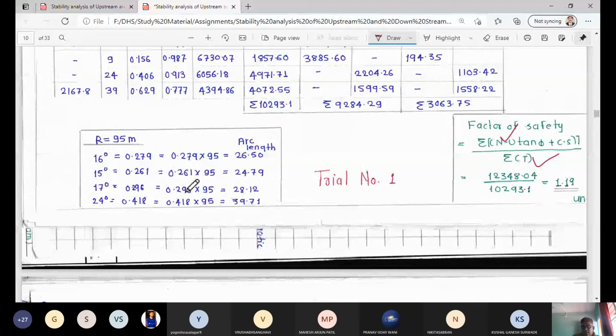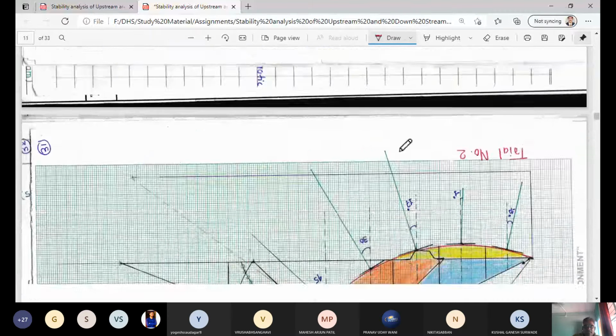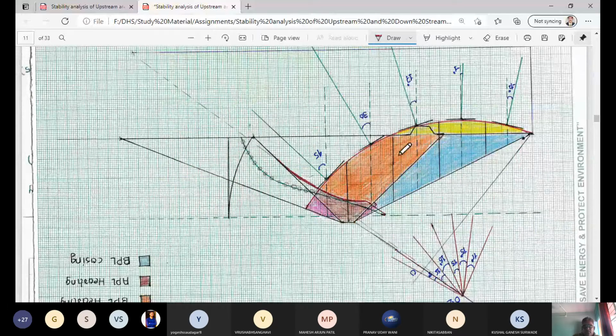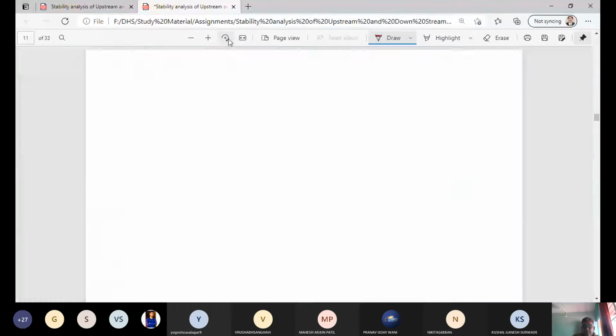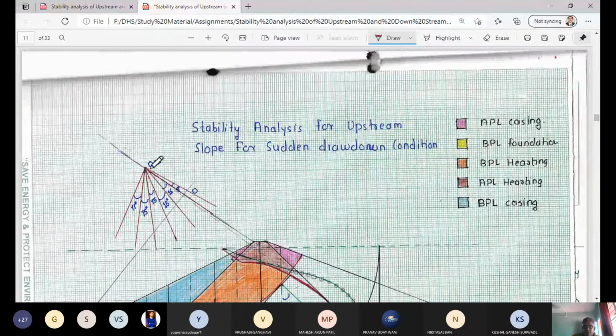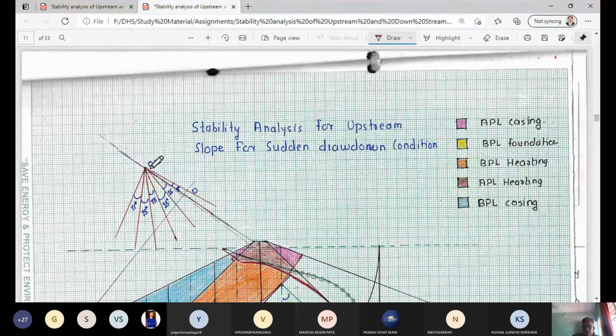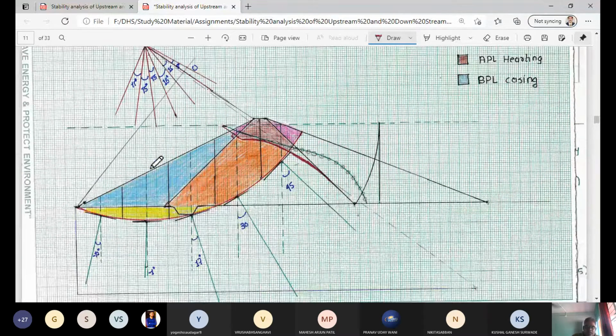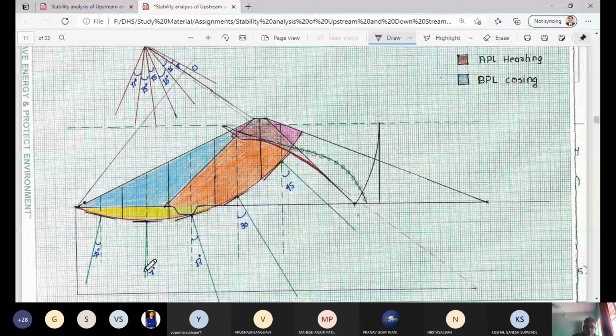So this is for one trial, and your factor of safety must be within the range that has to be observed. This is the diagram. After doing that, this is the second trial. For the second trial you need to shift the center of rotation. Again we take the trial and find out the factor of safety with all these components.